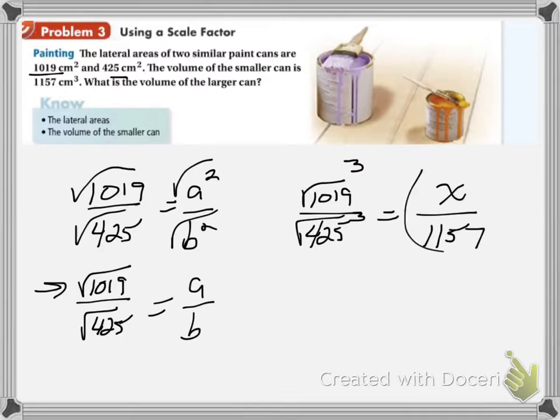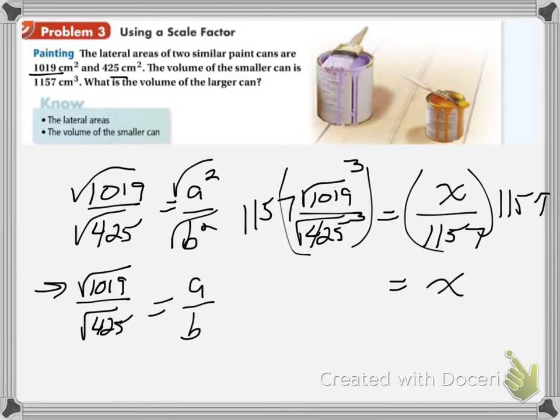To solve for the larger, let's just multiply both sides by 1157. Make sure you multiply this side also by 1157. That should be a 7. Okay. So let me make that better. Now, again, punch this in my calculator first. Hit the cube root of 1019 divided by the cube root of 425. Hit enter. Okay, and then once you have that number, just don't hit anything. Just hit times 1157, and that will give you your answer.